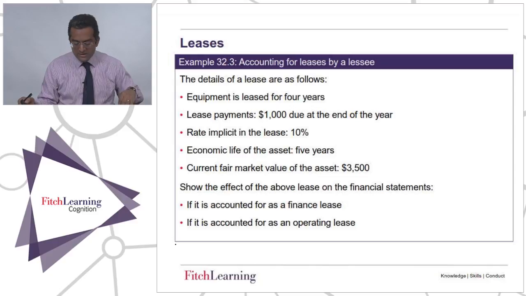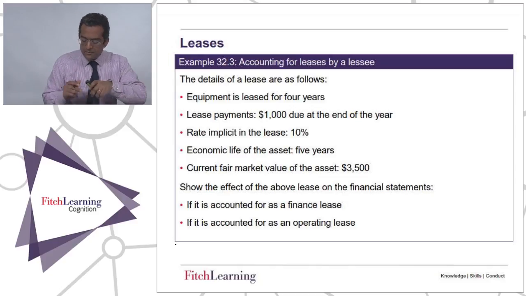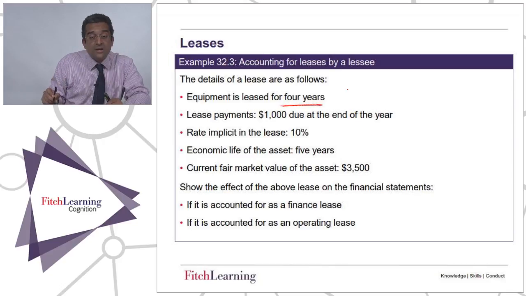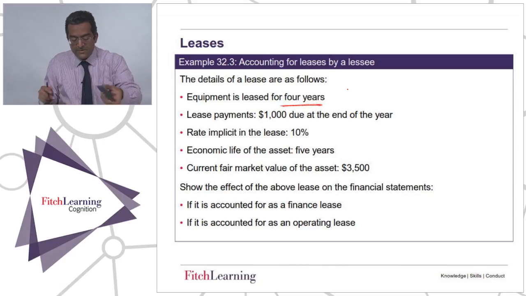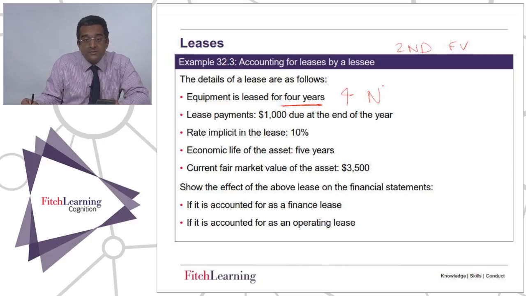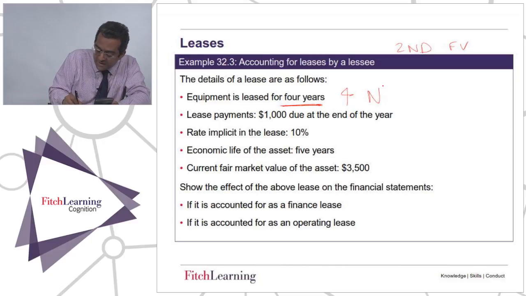We try an example. Now, the example here is regarding accounting for a lease by a lessee. And you can see, firstly, the equipment is leased for a time period of 4 years. So it goes on our calculator now. If we start putting some numbers in, I want you to clear your old data as before. So second FV, clear the old data. And we have 4, and of course that's going to be our number of periods, isn't it? 4N. We say 1,000 is due at the end of each of the years of the lease payments. So it's an ordinary annuity.